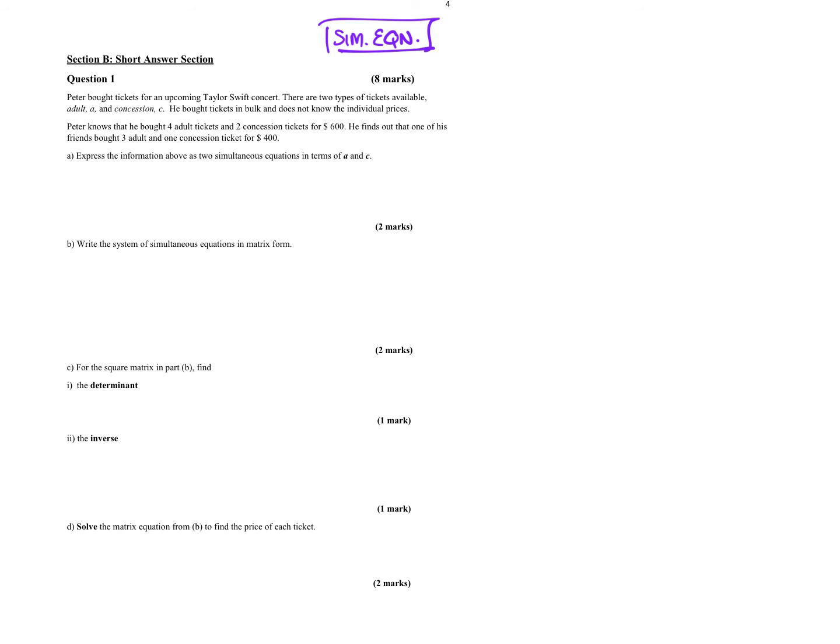Peter knows that he bought 4 adult tickets and 2 concessions for $600, and then he finds out his friends bought 3 adults and 1 concession for $400. Express the information in 2 simultaneous equations. So what we'll do is you just write it out. So we might say 4A plus 2C equals 600, and then we might say 3A plus C equals 400. Okay, is that beautiful? We've done that.